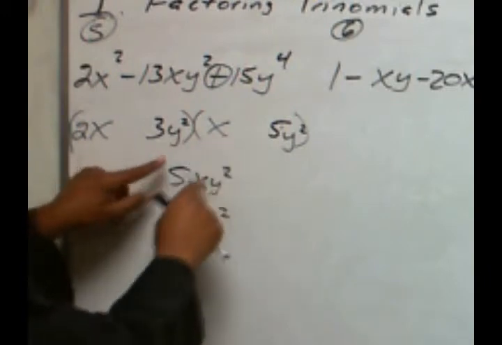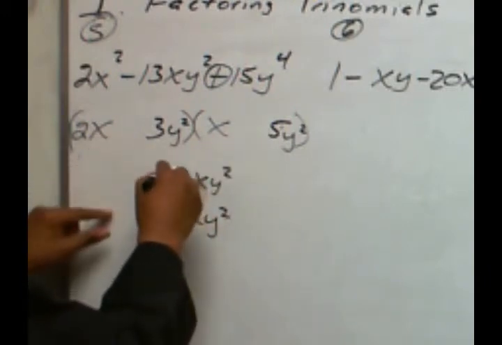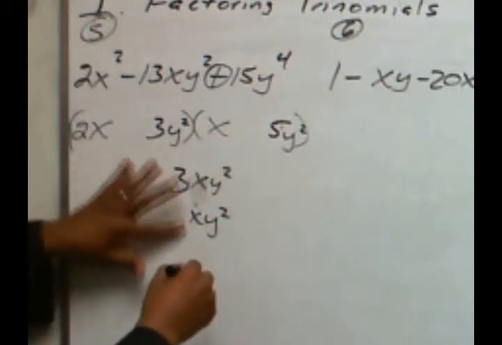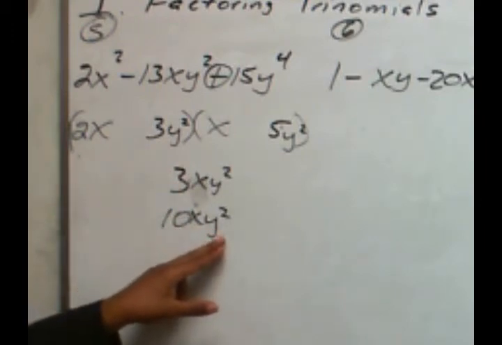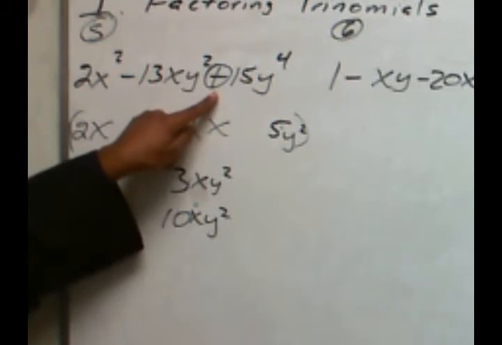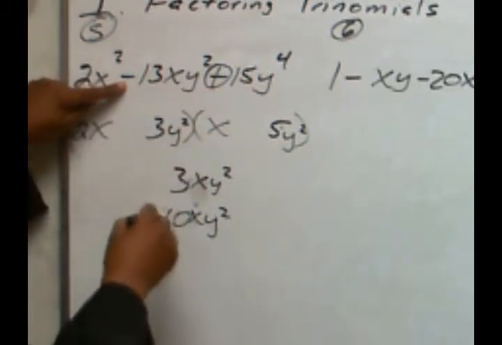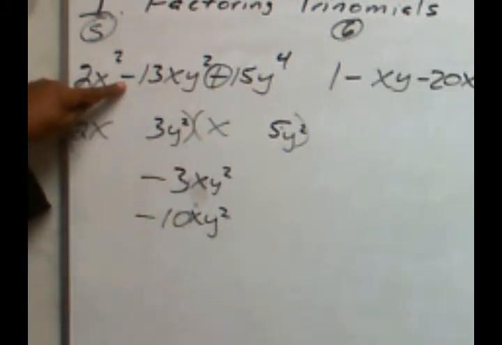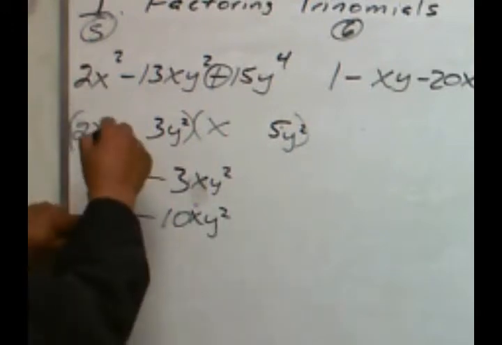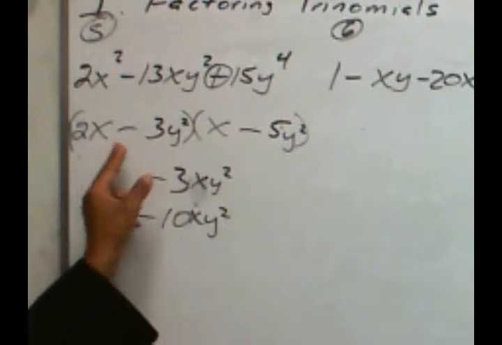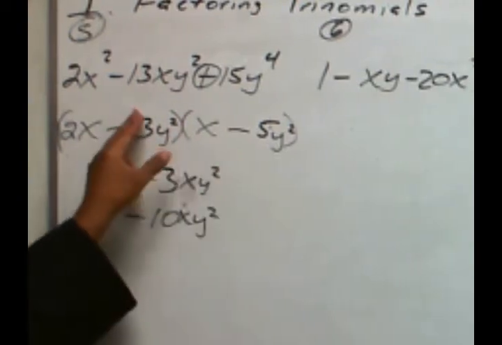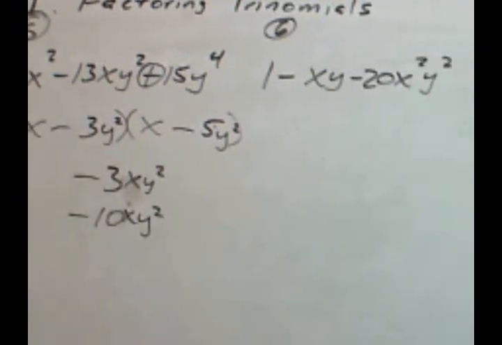This will instead give me a 3xy and a 10xy squared. If my signs are the same, to get a negative 13xy, I would have to have negative, negative. So negative, negative goes here and here. And this is the binomials that this trinomial used to be.